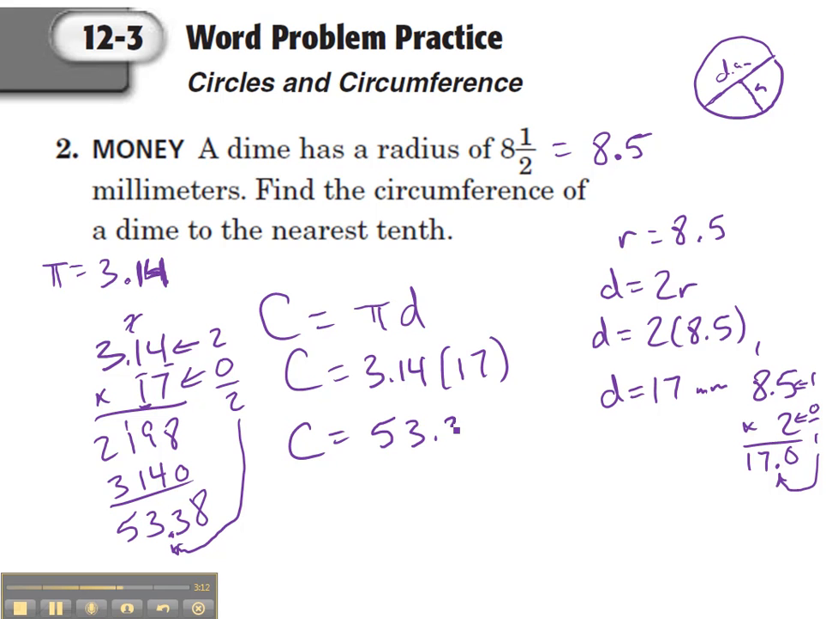Circumference equals 53.38 millimeters. Remember, it's not millimeters squared. Circumference is a distance. It's like the perimeter of a circle, the distance around the circle. So it's one-dimensional, so it's just millimeters. It's a length. Okay, but it tells us to find it to the nearest tenth. So we need our circumference to end with the digit in the tenths place, which is this 3. So I look at the number to the right of that digit, and if it's 5 or more, I round up, and it's 8. So I'm going to increase that 3 to a 4, and our circumference is 53.4 millimeters.